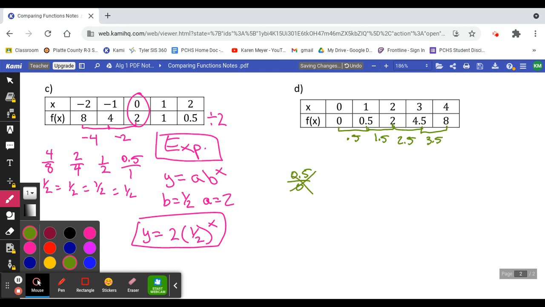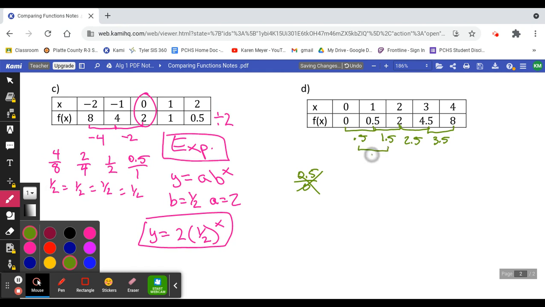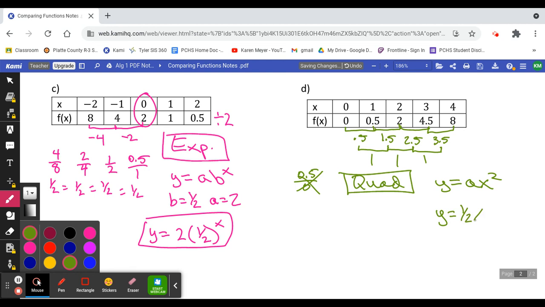So boom. Let's go check my second difference. So 0.5 to 1.5 is going up 1. Here we're going up 1. And here we're going up 1. So my second difference is the same all the way through. So that makes it a quadratic. And remember, quadratic is y equals ax squared. And a is half of our second difference number. So our second difference number is 1. And half of 1 is 1/2. So y equals 1/2 x squared for my equation. Boom.